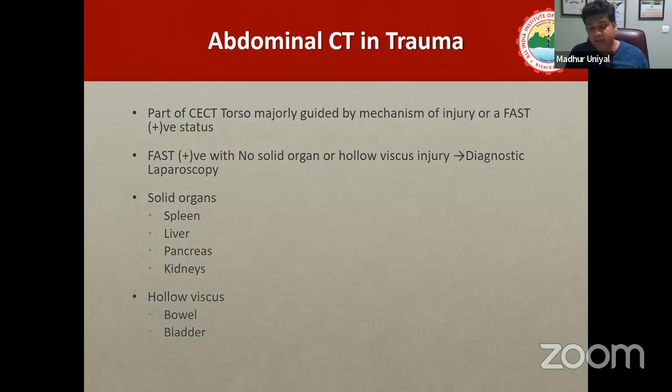So abdominal CT in trauma: the trend these days is to get a torso CT done, not abdomen or chest separately. It is basically a part of CT torso and majorly guided by mechanism of injury or a FAST positive status. If the patient is FAST positive and taken for CT imaging, and you find that there is hemoperitoneum, but with no solid organ or hollow viscus injury, it is usually followed by diagnostic laparoscopy, because then the cause is a mesenteric bleed, which is usually not commonly seen in the CT scans.